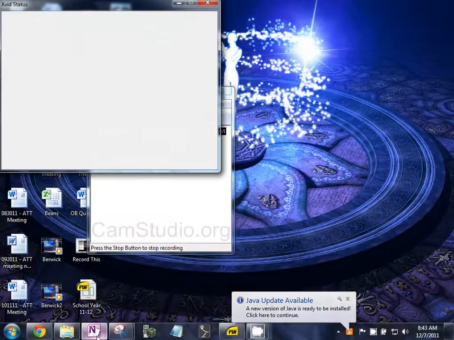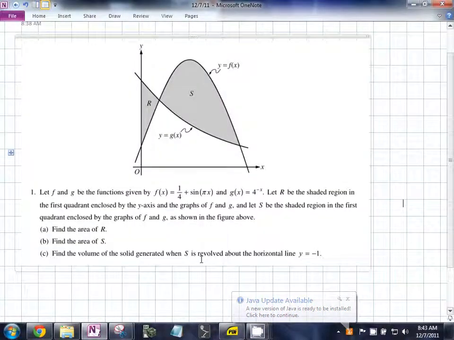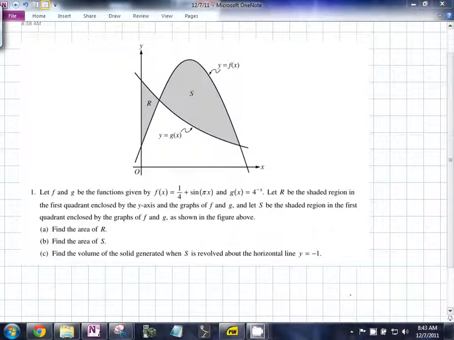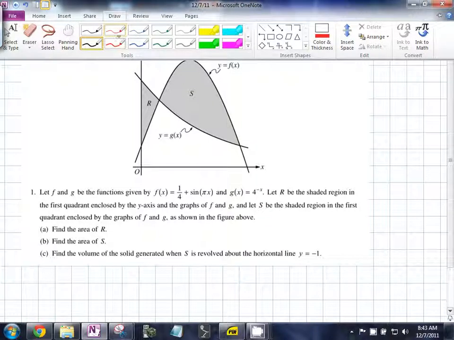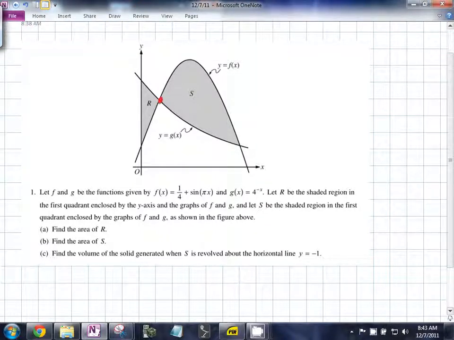Okay, so on this one, find the area of R. What's the first thing you need to do? Find the point. And you must use your what? Calculator. And here's the thing. Who found that intersection point right there?